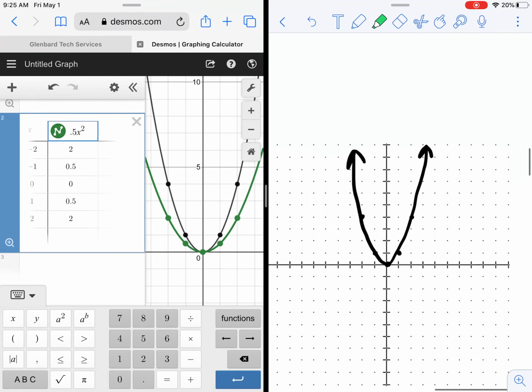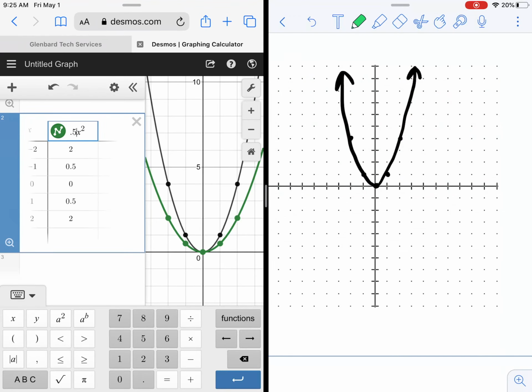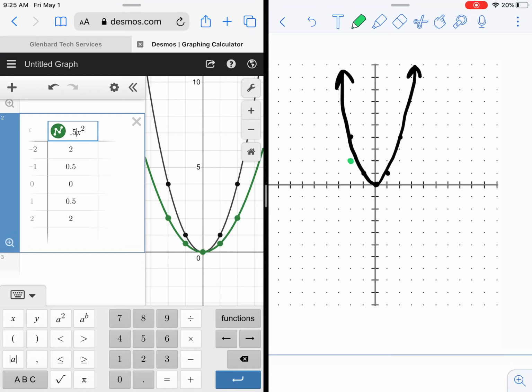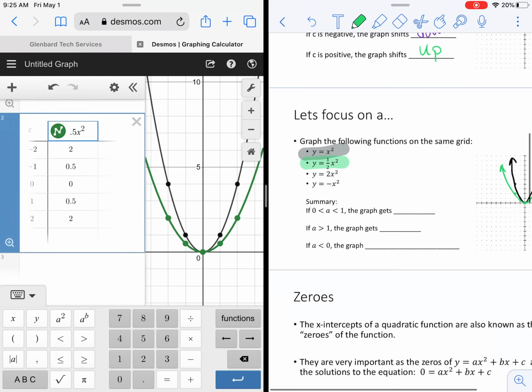So let's get those points thrown on here. We're going to go with green, and we're going to graph -2, 2, -1, 0.5, 0, 0. That point stays the same. 1, 0.5, and then 2, 2. And we notice that the green graph is just a little bit wider than the black graph. So when we go here, we see that that U shape is a little bit wider. Now, let's take a look at the next one.